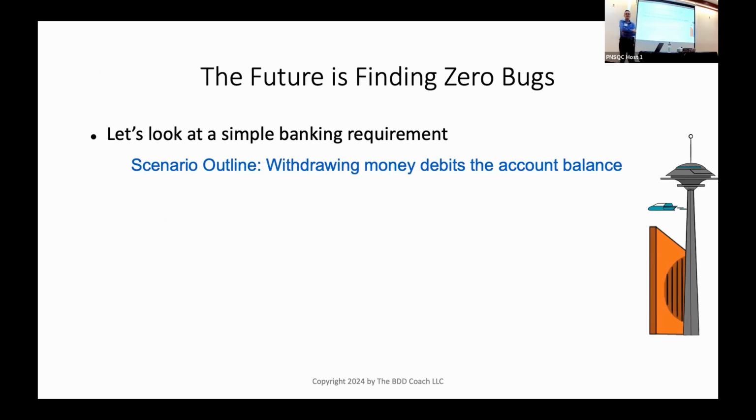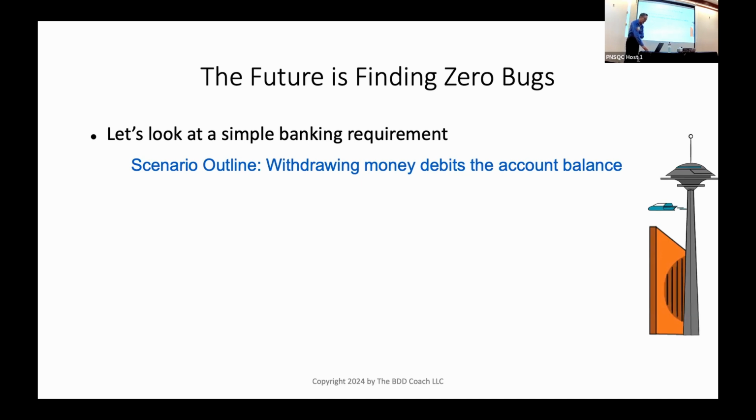So let's look at a very simple banking requirement. Gherkin says that all requirements are either scenarios or scenario outlines, and they have a title, and the title should always state a business or product rule. So here our product rule is: withdrawing money debits the account balance. Pretty simple.